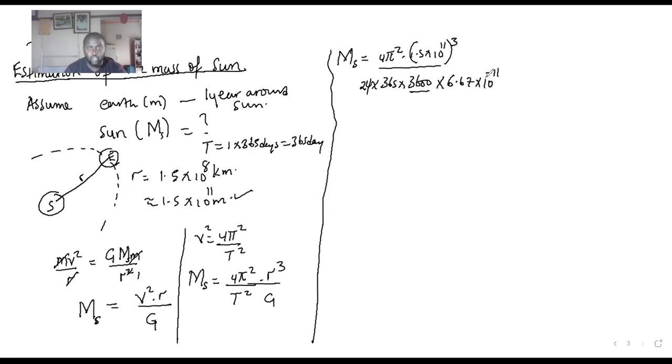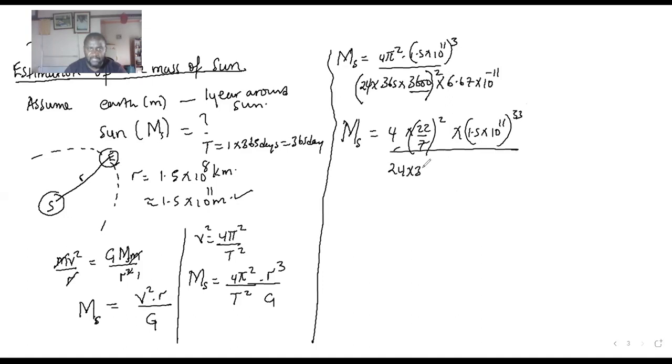There is a challenge here also. We need to have a very smart calculator, which we can press and command as we want. But the period, remember, is also squared. So can you now simplify and press your calc and give me the answer? 4 times 22 over 7, this one is also squared, times 1.5 times 10 to the power 11, this is cubed, divided by 24 times 365 days times 3600, all this is squared, times 6.67 times 10 power negative 11. Someone predict for me the answer.